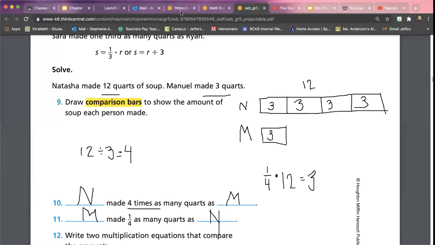I hope. If you need to use drawings today, use your drawings. If you want to use these comparison bars, these are super helpful too. So what you could do here is if I had, let's say I was just given this equation. 1/4 times 12. That's it. I didn't know what Manuel made. I had to solve for it. So let's say, and you will see this today.